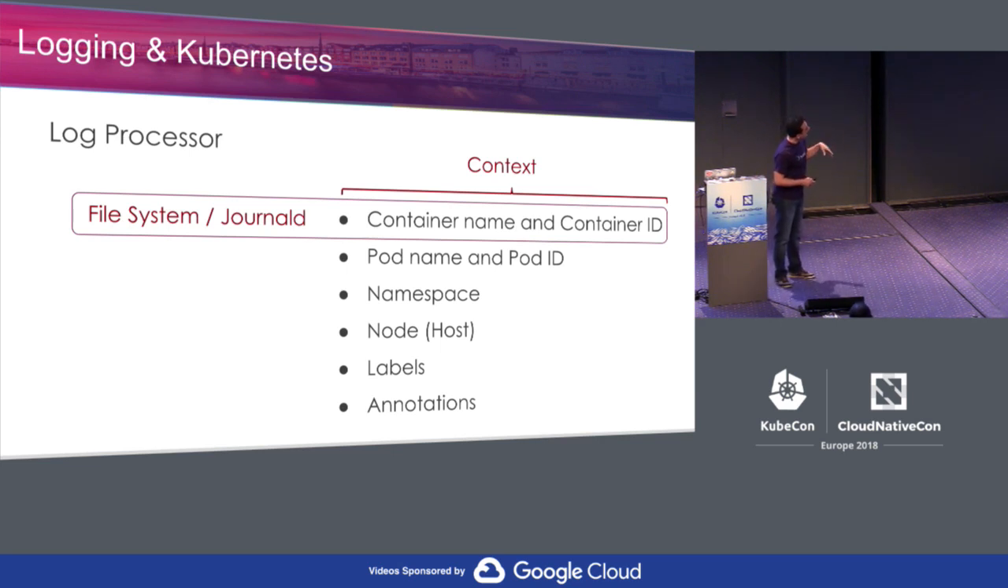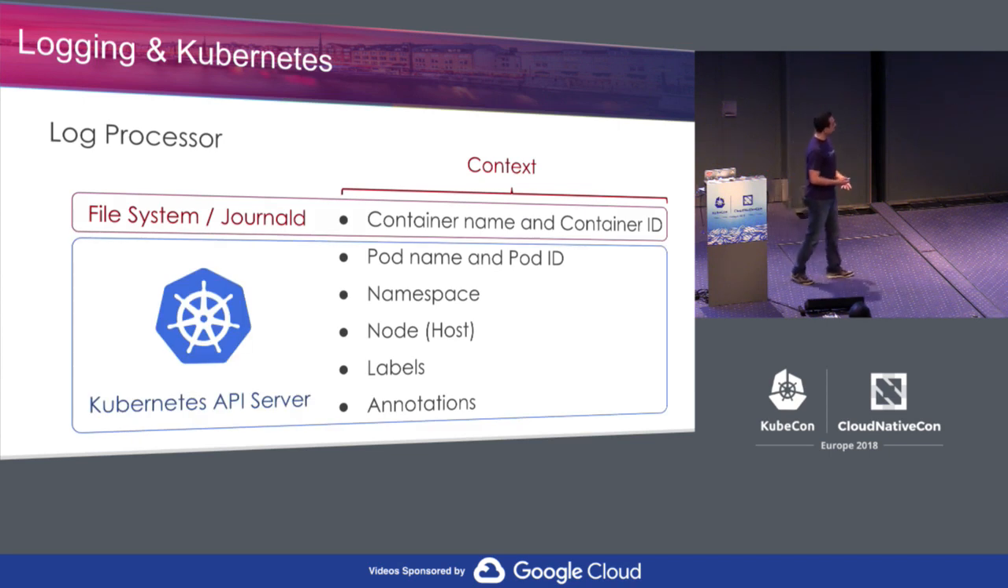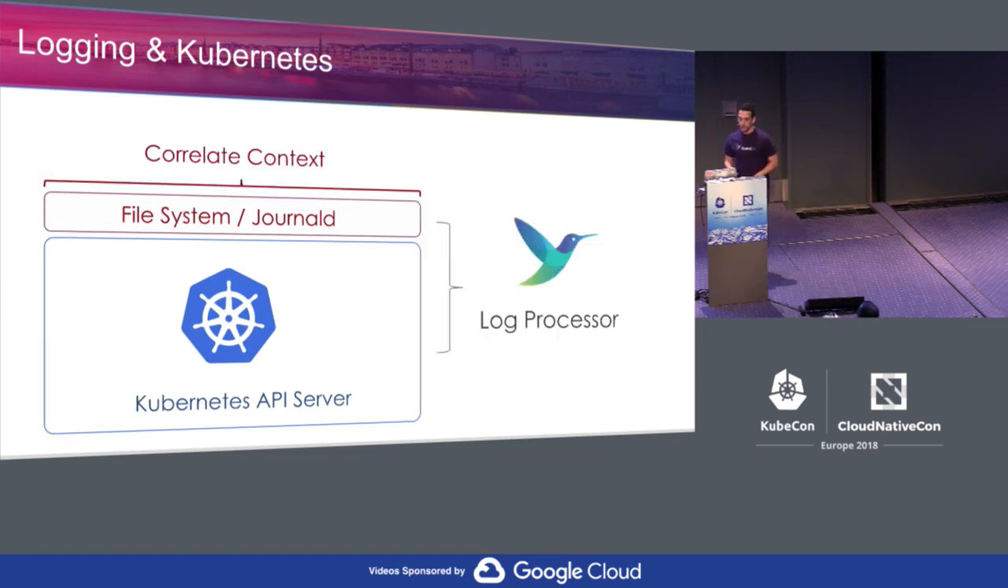It's going to get the container name and container ID from the file system or journald. But if you want to correlate all this information with the Kubernetes context, you need to query the API server. When you have a Kubernetes cluster, you have an API server, which is called a master. And the master, through etcd, knows all the states of the pods and all the nodes. So if I'm running a pod in node B, the API server knows the labels and annotations associated with this pod running on that node. So at some point, you need to take the whole information and merge it. Here is what the log processor needs to do, the hard work.